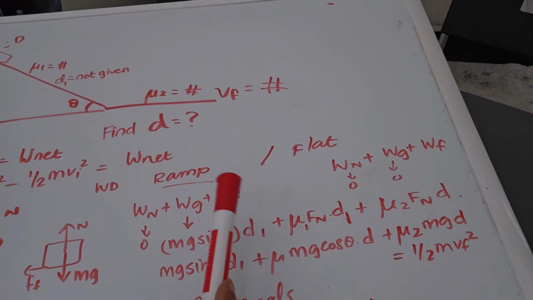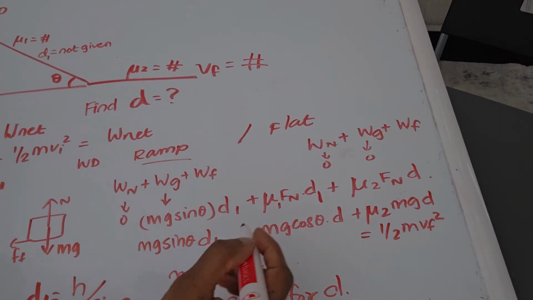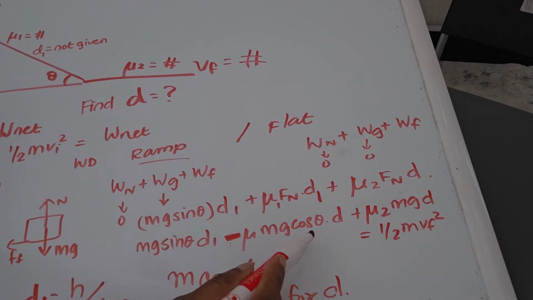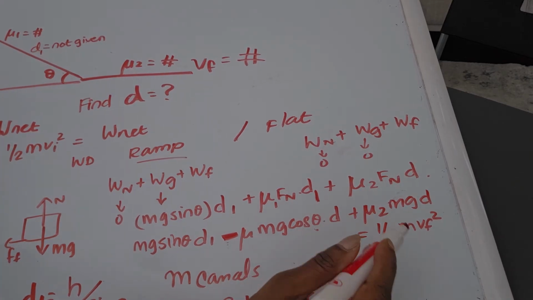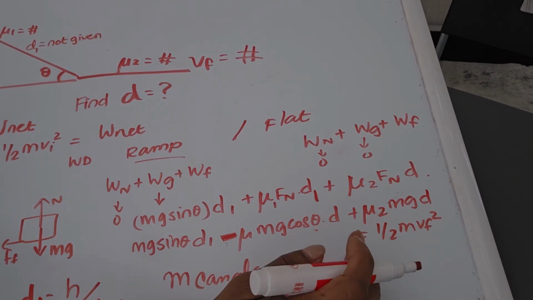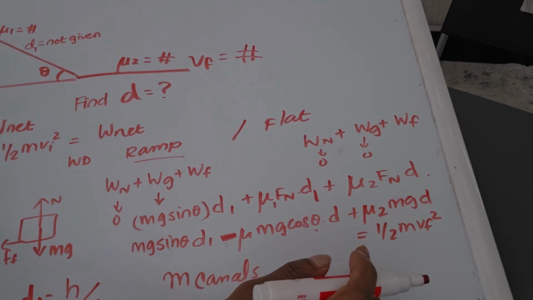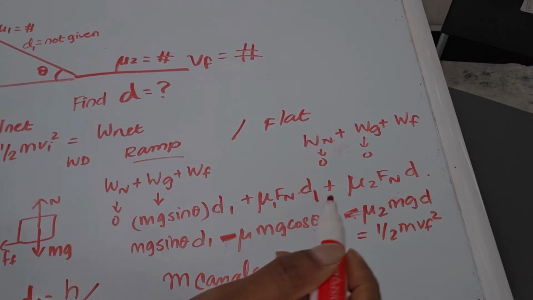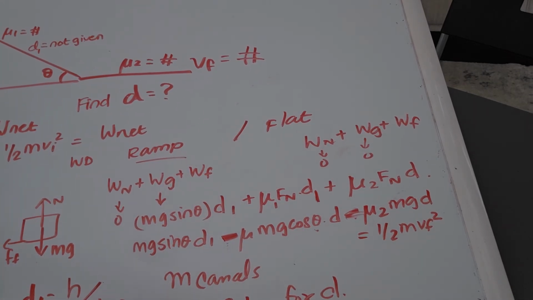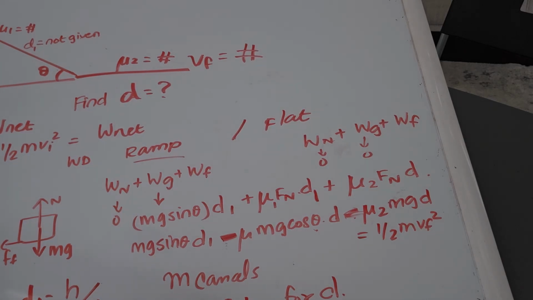In this case, when you do the friction, when you plug it in, this term actually will become negative because of the cosine. The theta is going to be 180, and then also the friction's work done is all going to be negative on that. So keep that in mind when you do it, and you solve for d.